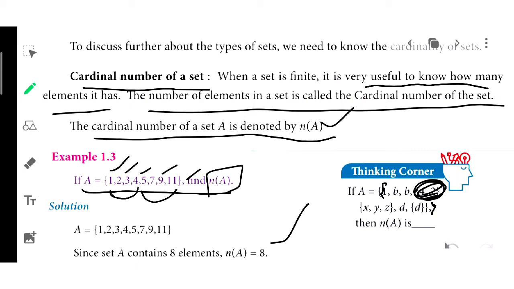Okay students, that is, in this set A we have 1, 2, 3, 4, 5. We have 5 elements only. In this set the cardinal number n(A) is 5.